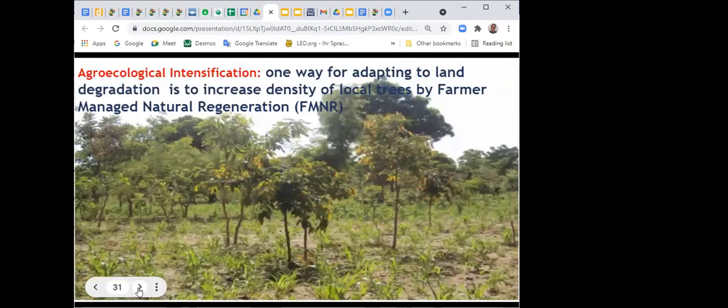So what is FMNR, farmer-managed natural regeneration? Well, you can see the picture here. It's letting the indigenous trees that are already on the land grow, and farmers manage that. It's the way that they manage the trees so that they don't compete with crops. That is very important.